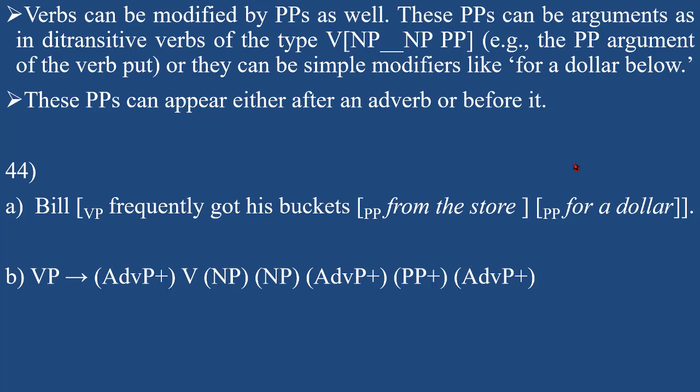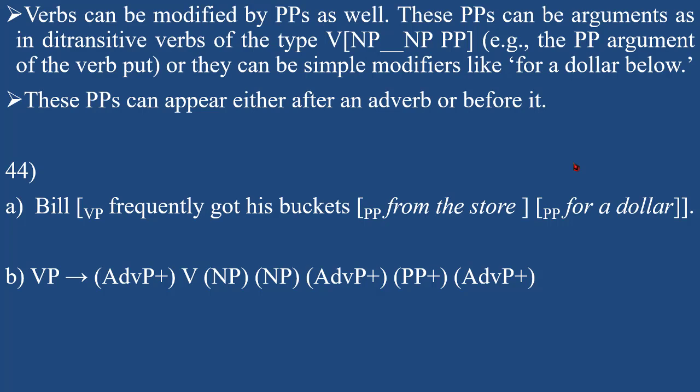Let's go to the sentence. Bill frequently got his buckets from the store for a dollar. So we have his buckets, that's an NP. From the store, that's a PP. For a dollar, that's another PP. You see, we have two PPs here, plus an NP.